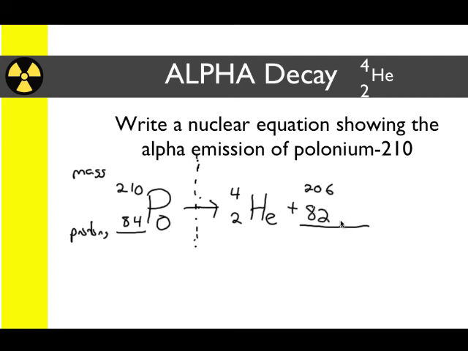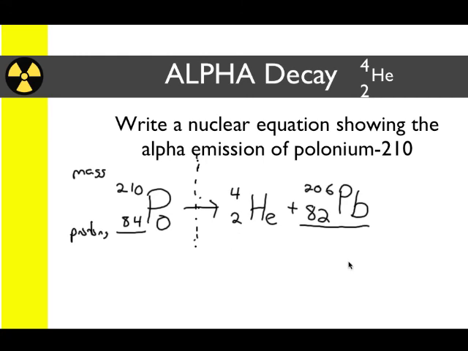So I have a particle with a mass of 206. That doesn't tell me much. But 82 protons, that does tell me what it is. If you look on your periodic table, that's the atomic number. You get your atomic number, and that's lead. So polonium, when it goes through alpha decay, gives off an alpha particle and turns into lead.